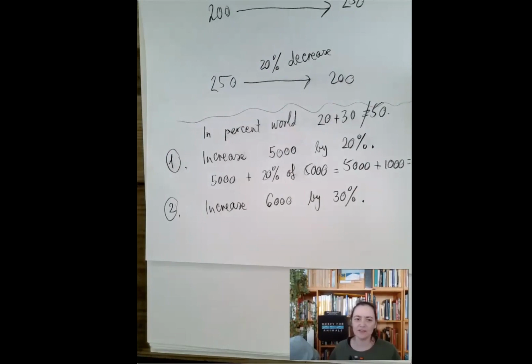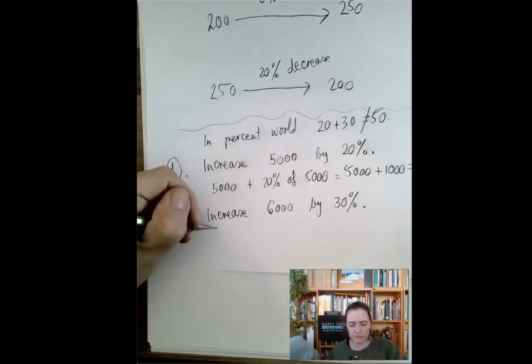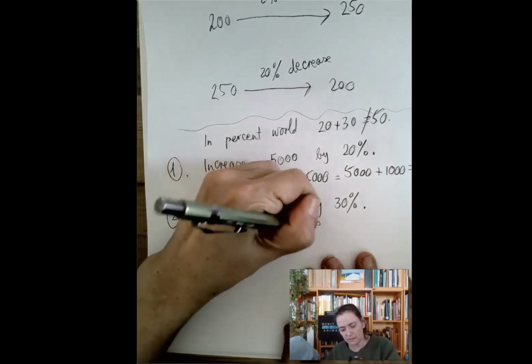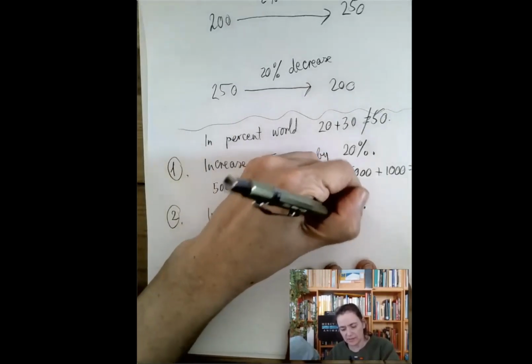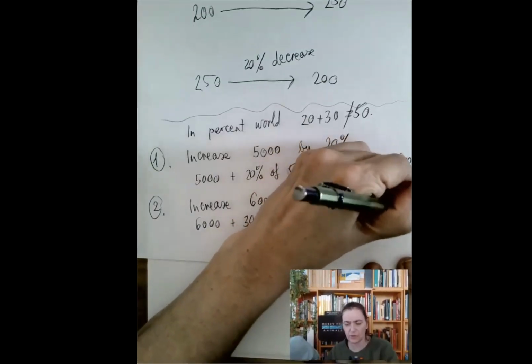So increase 6,000 by 30%. What do we get? So find 30% of 6,000 and then add it to 6,000 and then tell us. Yes. So we're going to do 6,000 plus 30% of 6,000, which I think is 6,000 plus 1,800, right? And that's how we get 7,800. Okay, good.